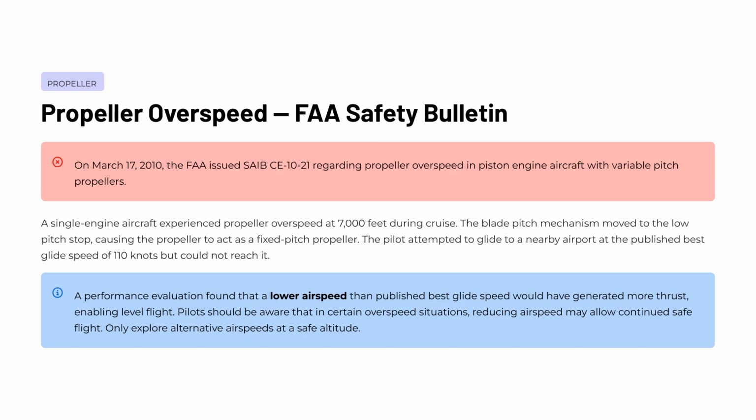The practical implication is this: if you experience a propeller overspeed and altitude permits, experimenting with a lower airspeed may dramatically improve your outcome. However, and this is critical, you should only explore alternative airspeeds when you have sufficient altitude to safely evaluate the results and recover if needed. Never attempt this at low altitude where you have no margin for error.